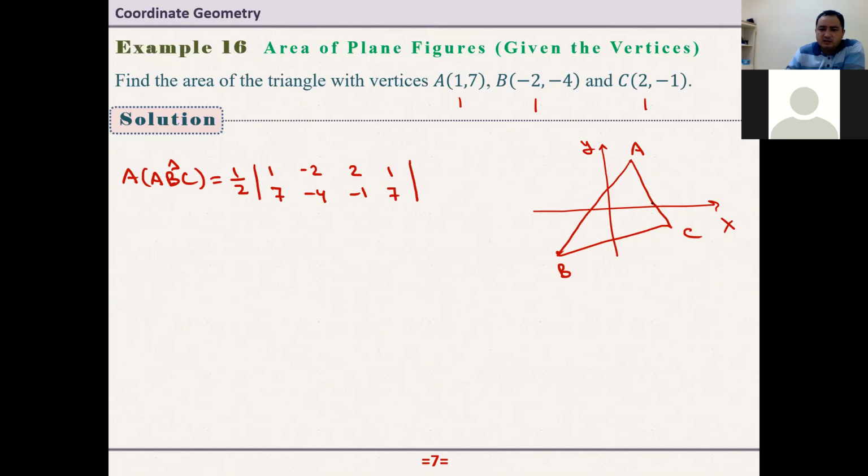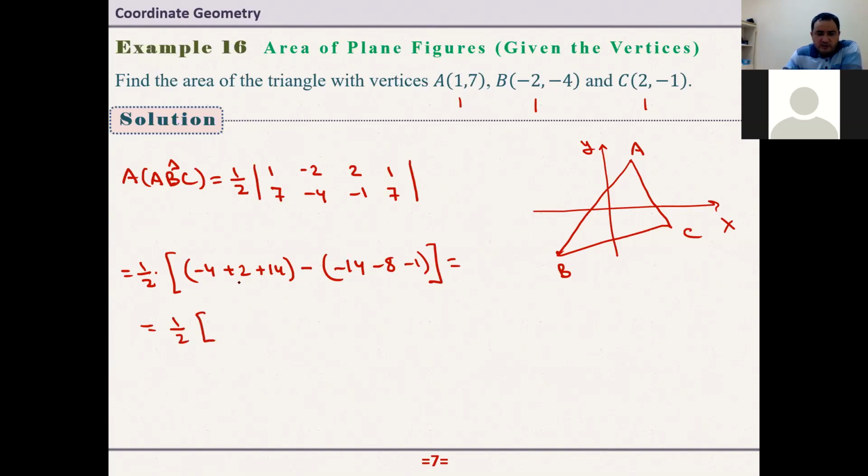So that gives us the area of this triangle. That is equal to 1 over 2. Let's open this. Here is a positive: 1 times negative 4, that is negative 4. Negative 2 times negative 1, plus 2. 2 times 7, plus 14. Minus negative 2 times 7, negative 14. 2 times negative 4, negative 8. 1 times negative 1, that is negative 1. That equals 1 over 2.